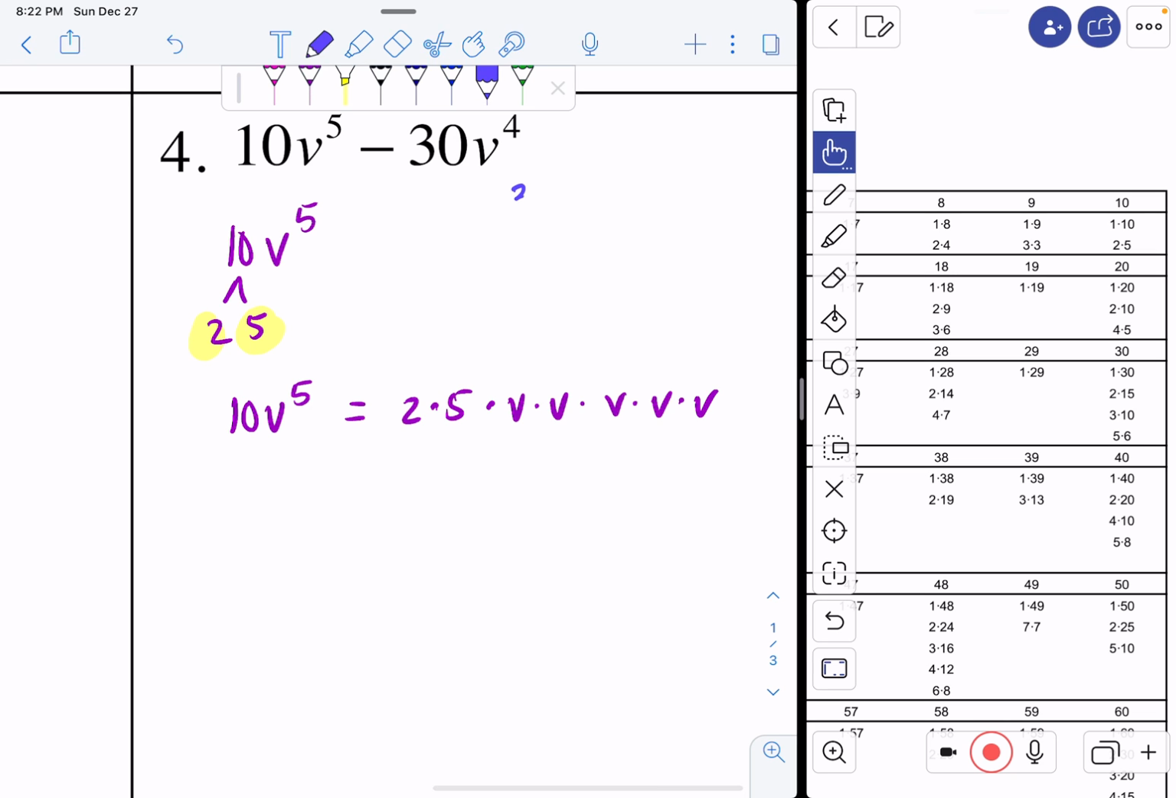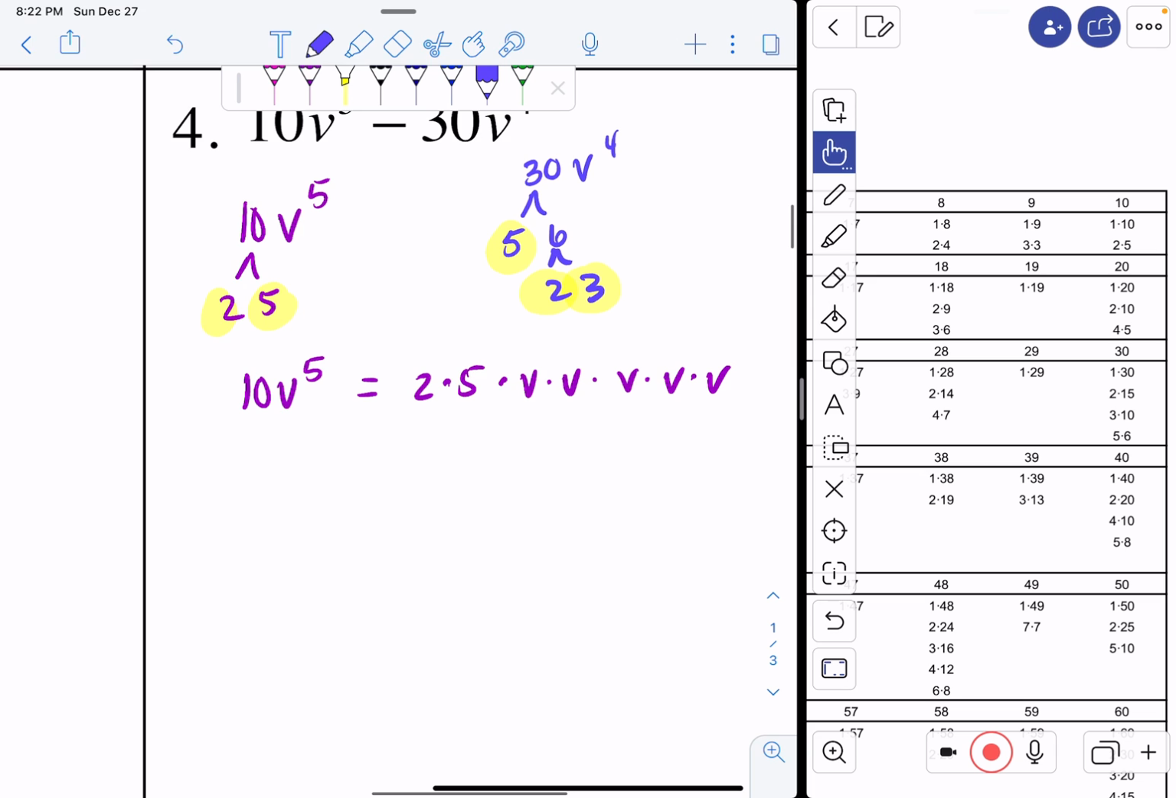Now I want to do my 30v to the 4th. Well, if you look, 30, I can do 2 and 15, 3 and 10, 5 and 6. Let's do 5 and 6. And I can break my 6 to be 2 and 3. Highlight your primes. So 30v to the 4th is equal to 5 times 2 times 3. I'm going to write 4 v's this time. So 1, 2, 3, 4.